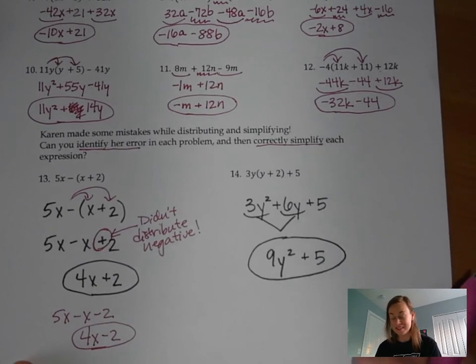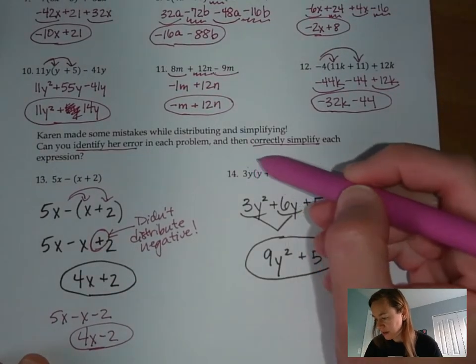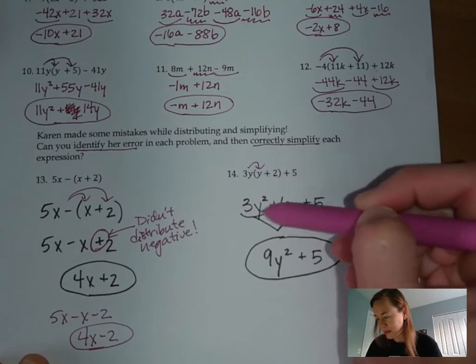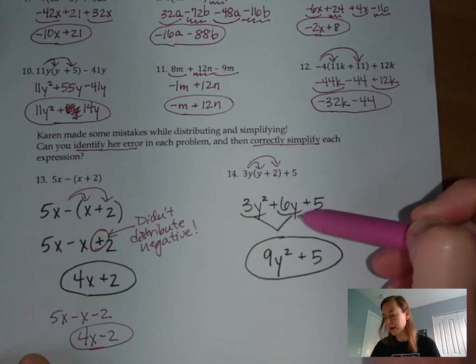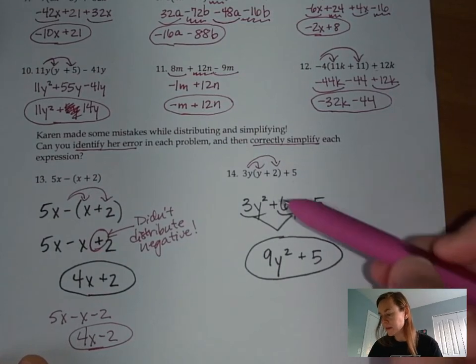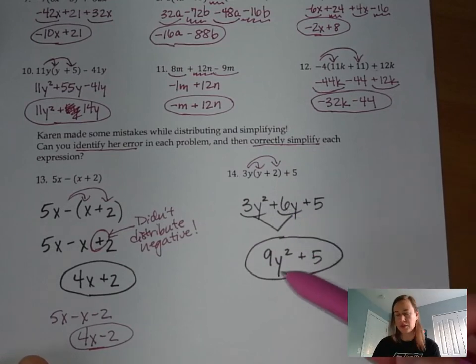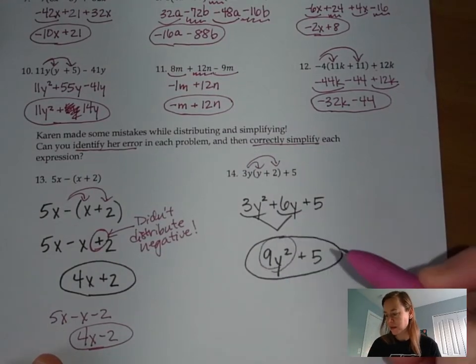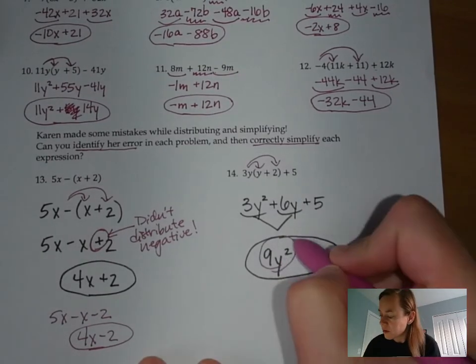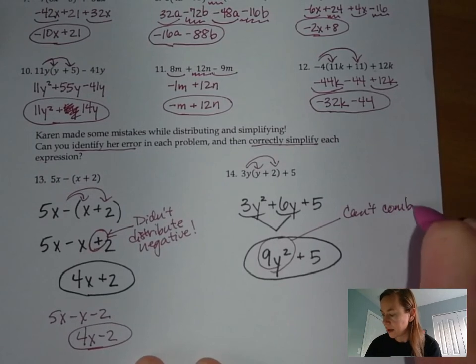Let's look at number 14. Okay, what did Karen do wrong this time? Let's check her distributing. So 3y times y is 3y squared. Okay, that's good. 3y times 2 is 6y. Yeah, that's good. Plus 5. And then it looks like she combined the 3y squared and the 6y to make 9y squared. And can she do that? No, those aren't like terms, so that's not good. I'm just going to write can't combine y squared and y.